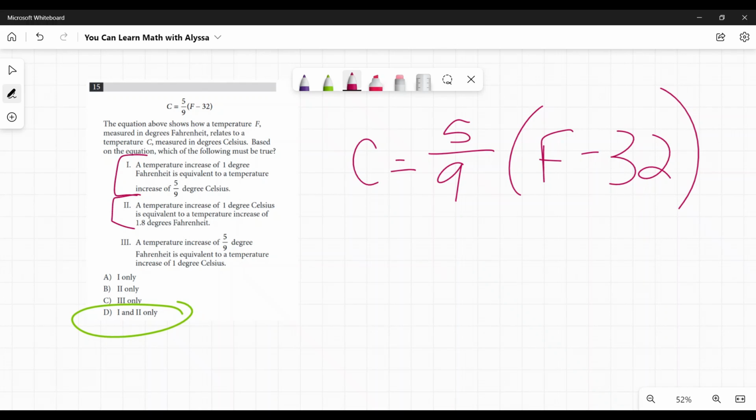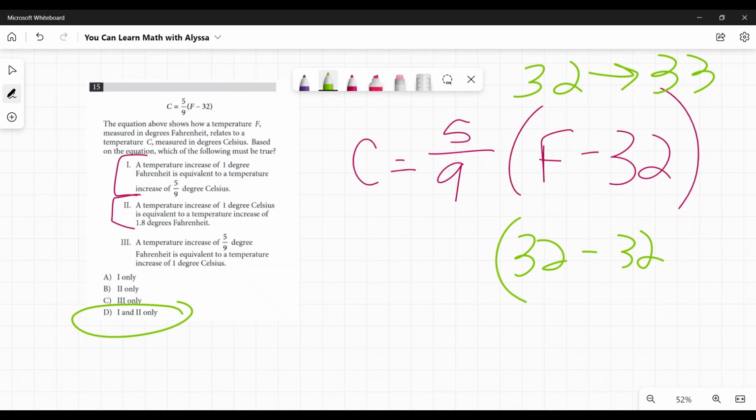And I'm sorry. So let's say here, it says a temperature increase of 1 degree Fahrenheit is equivalent to a temperature increase of 5/9 of a degree Celsius. All right, so let's say I'm going in Fahrenheit from 32 to 33 degrees. What happens if I put in 32? 32 minus 32 times 5/9. 32 minus 32 is 0. 0 times 5/9 is 0. So when Fahrenheit is 32, Celsius is 0.